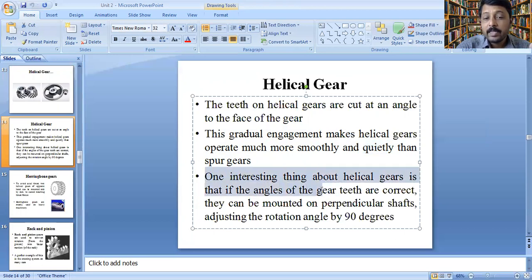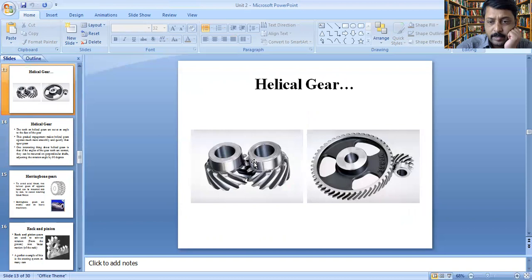One interesting thing about helical gear is that if the angle of the gear teeth is correct, they can be mounted on perpendicular shafts. Generally, if you want to join two shafts which are 90 degrees to each other, we use bevel gear. But if helical gears are manufactured with care and the angles are taken care of, then they can also be used on 90 degree shafts. So this is a helical gear.